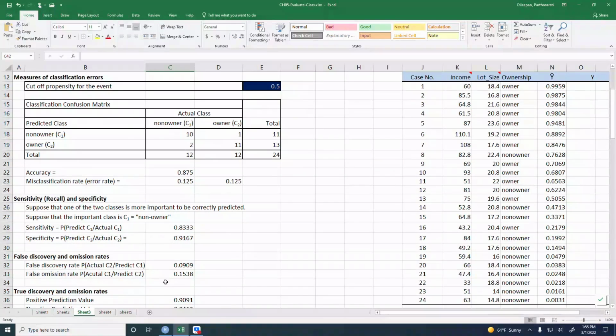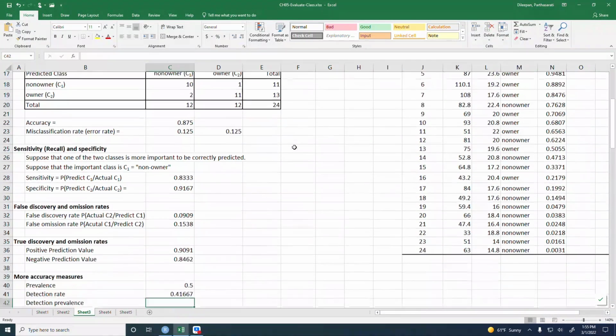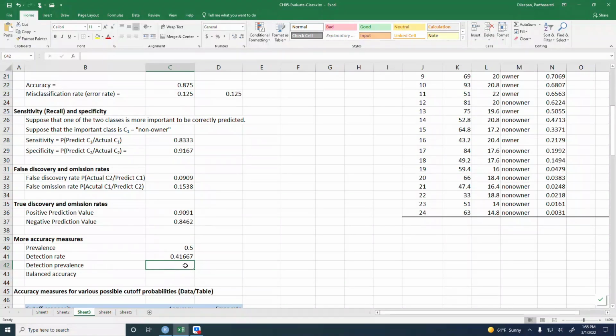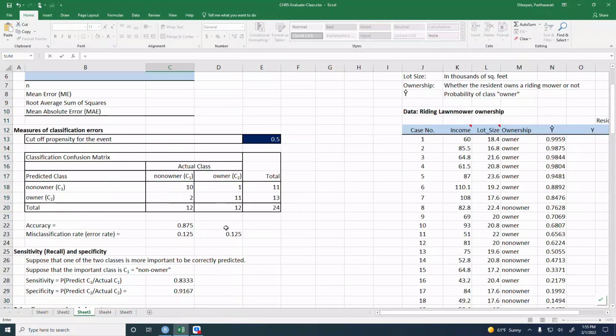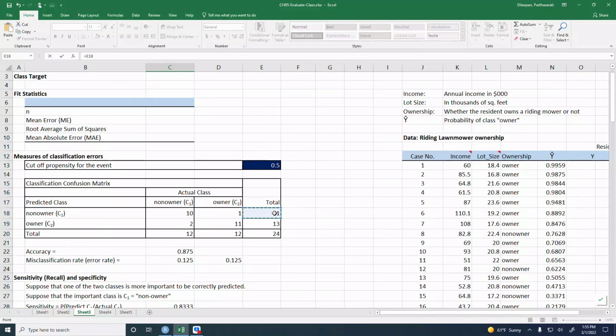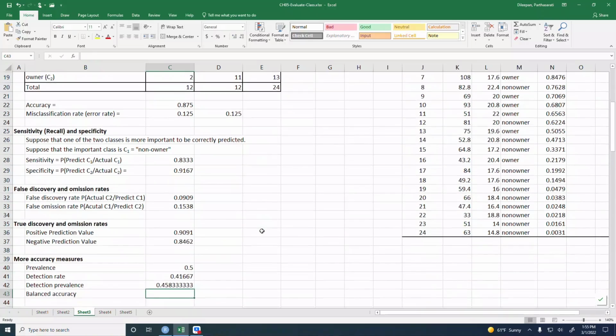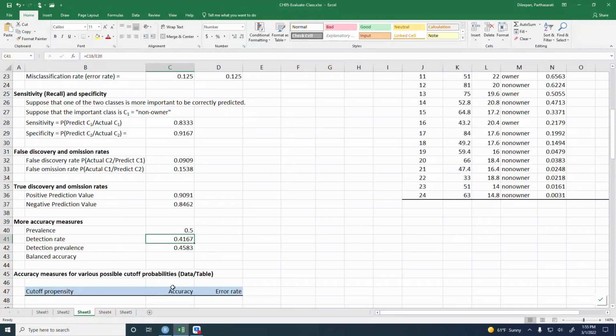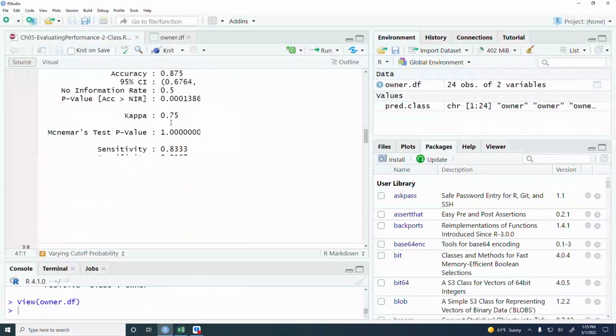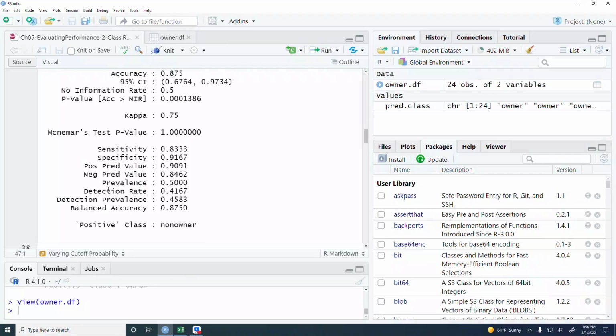And detection prevalence is how many are we detecting. Okay, so this is the actual detection rate. This is detection prevalence is how many are we detecting as positive class, which is non-owner, out of the total data set. Okay, so that's what you see here. Detection rate and detection prevalence.